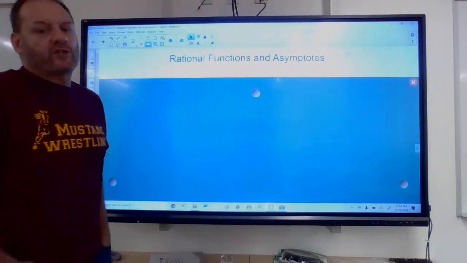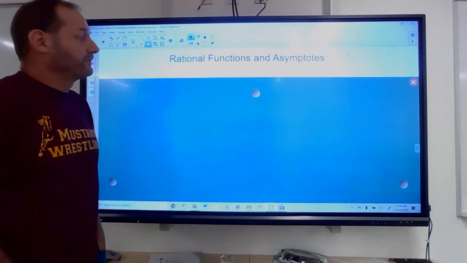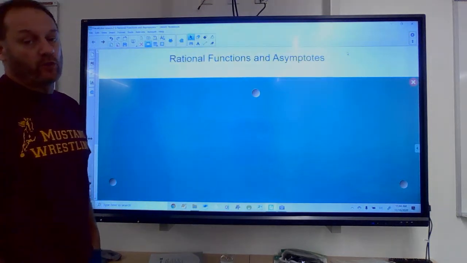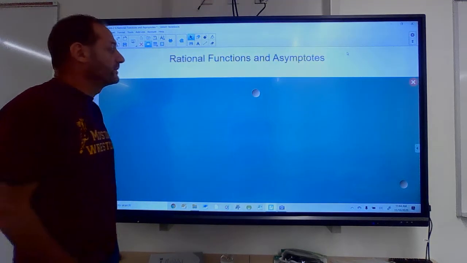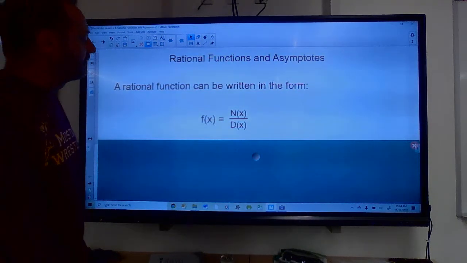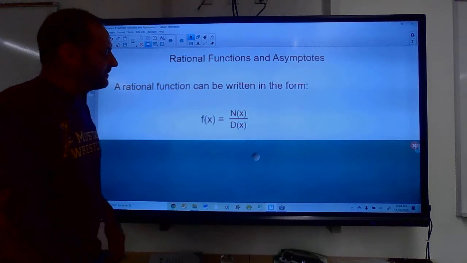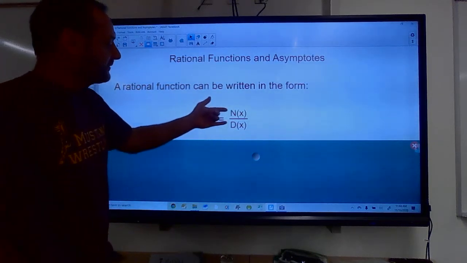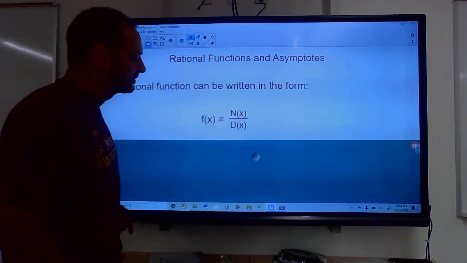Today we're going to talk about rational functions and asymptotes. This is going to be a really big lesson, a really important one, so pay really close attention today. So a rational function is any function that can be written in the form of f of x equals n of x over d of x, which basically is numerator function over denominator function.